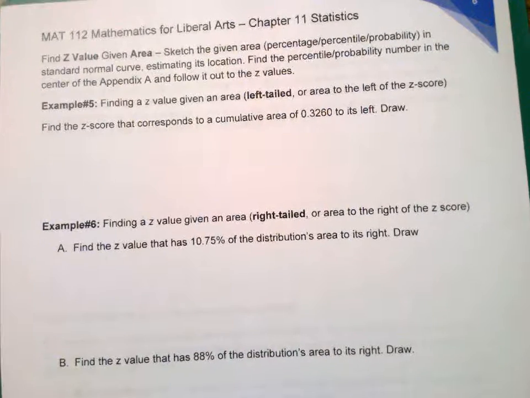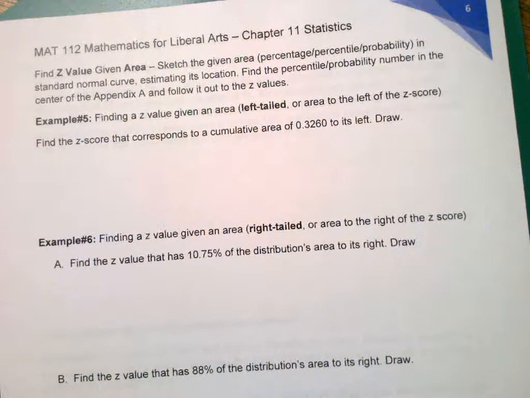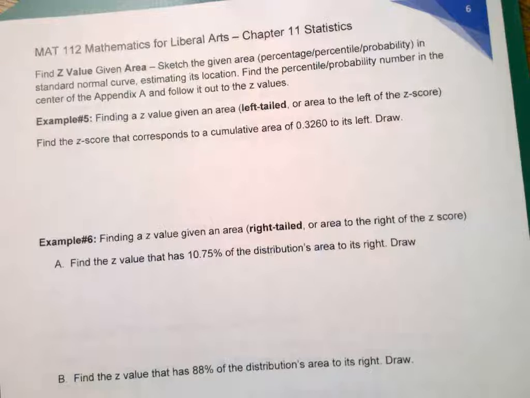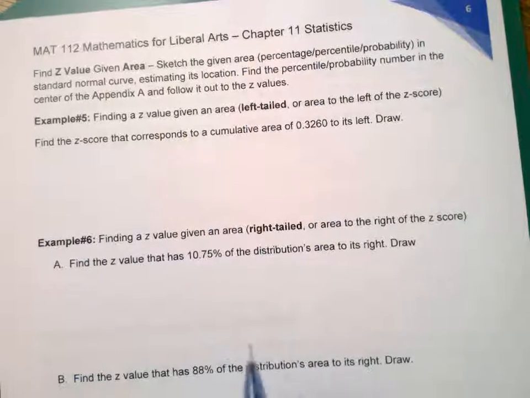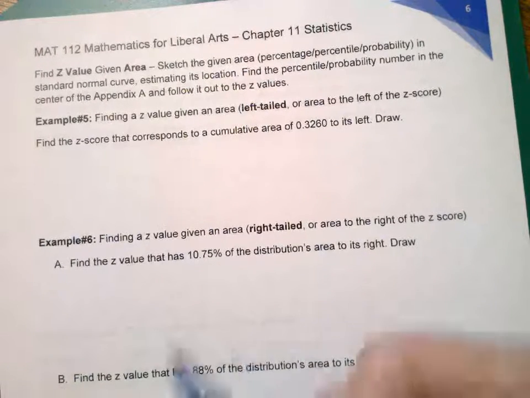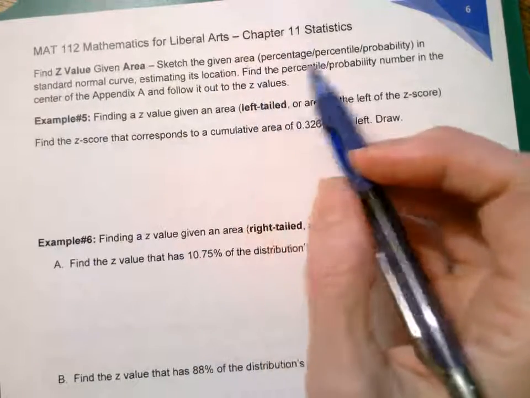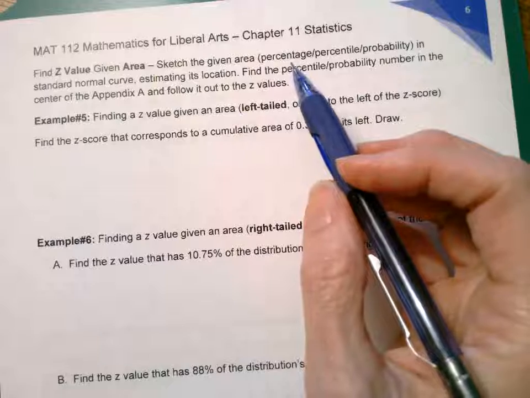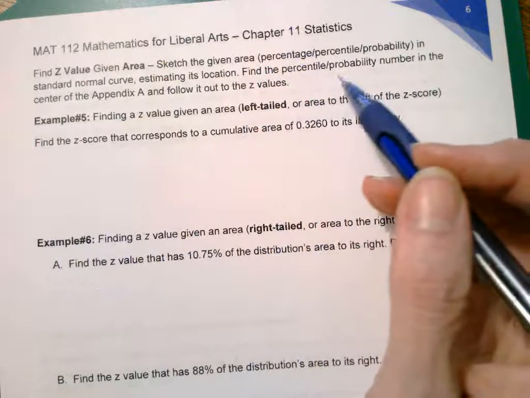All right, this is page 6. This is finding the z value given an area. So we were going from z to p, or the area probability. Now we want to get the area and go back to the z value from there. Okay, so we're going to sketch the area. The area is the same as the percent chance, the percentile, the probability.